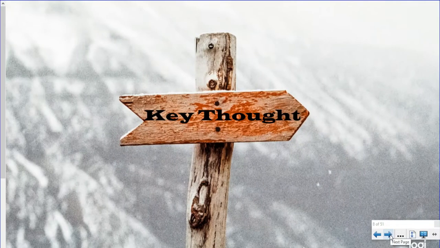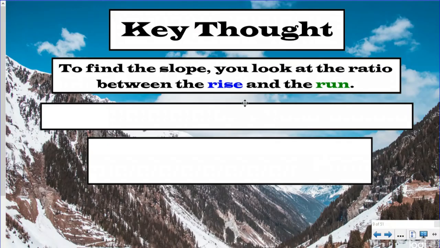So our key thought, right? We're at the top of the mountain. Our key thought that we're learning up here, which is to find the slope, you look at the ratio between the rise and the run. We learned in our ratio lessons that equivalent ratios, when you graph them using an ordered pair chart, are going to make a straight line, right? When you use that same scale factor to find the equivalent ratios, that will make a straight line.